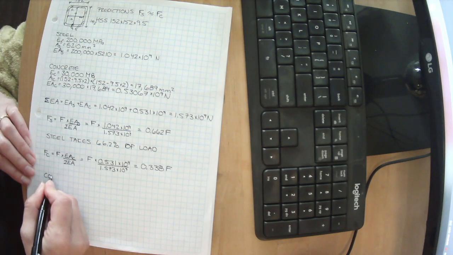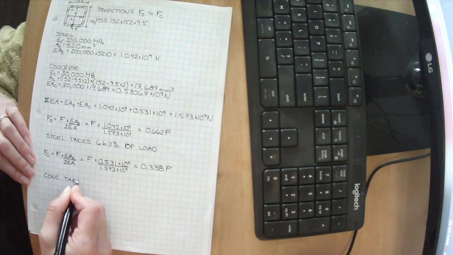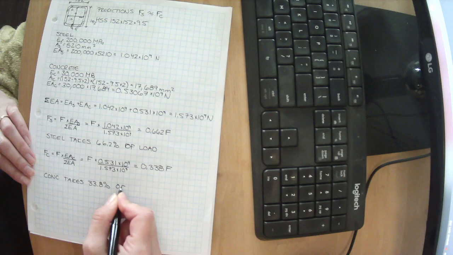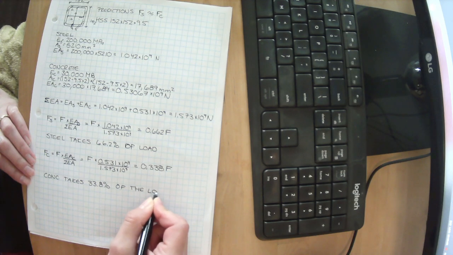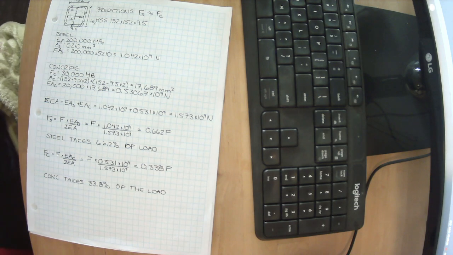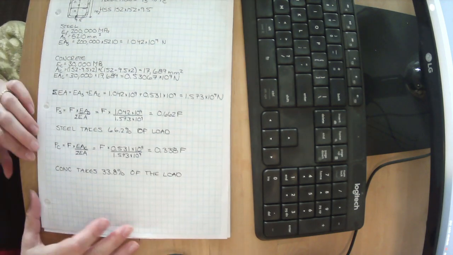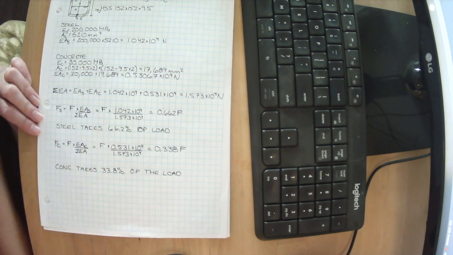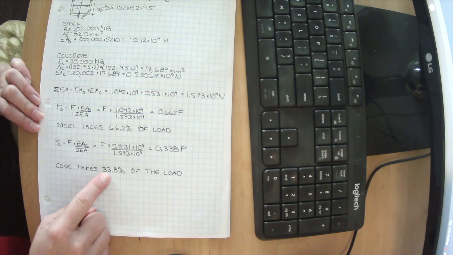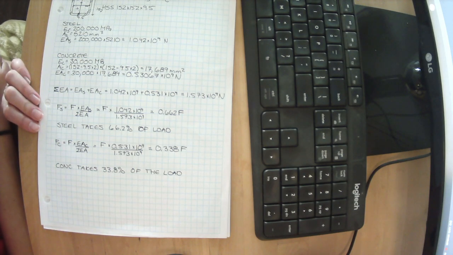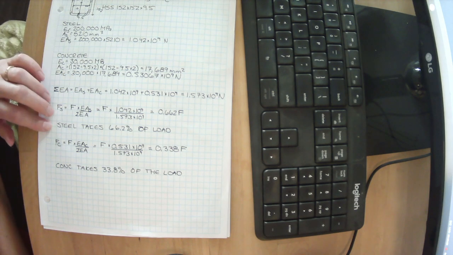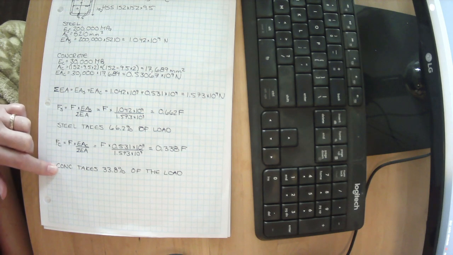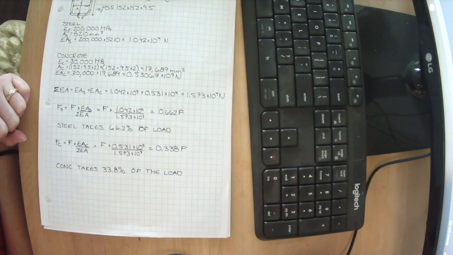Or the concrete takes 33.8% of the load. So we just were able to figure out how much of the load goes to each element. If this was carrying 100 kilonewtons, we'd know the steel has 66.2 kilonewtons on it, and the concrete has 33.8 kilonewtons on it, meaning that we could then check the capacity of the steel to see if it's strong enough to take its load, and the capacity of the concrete to see if it has the capacity to carry its load.